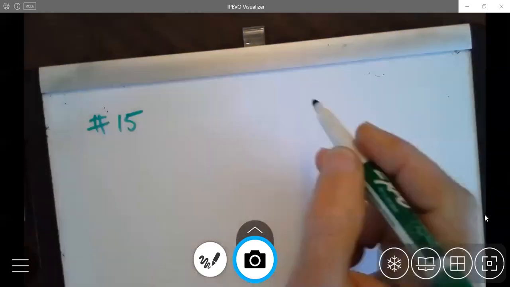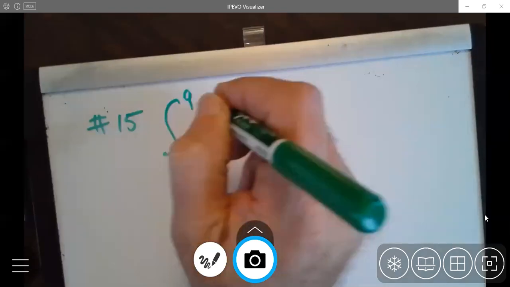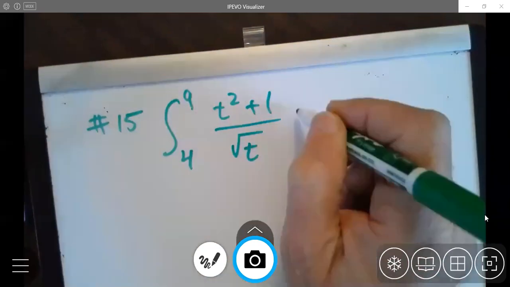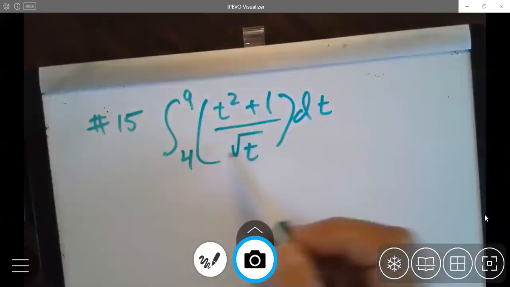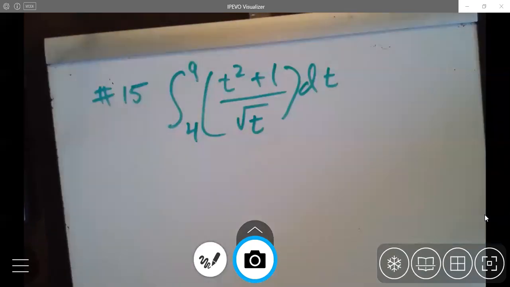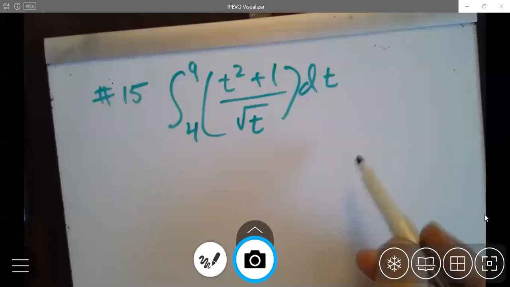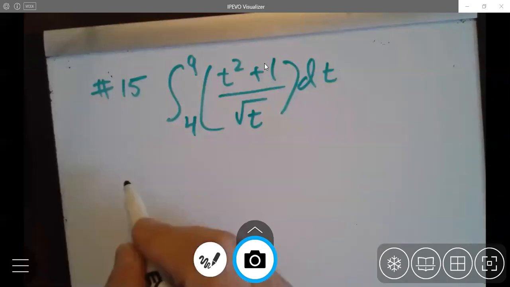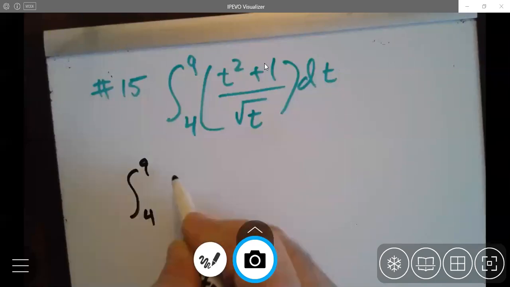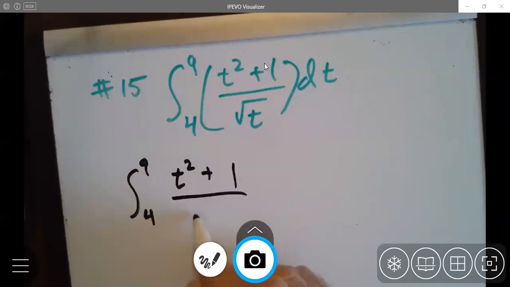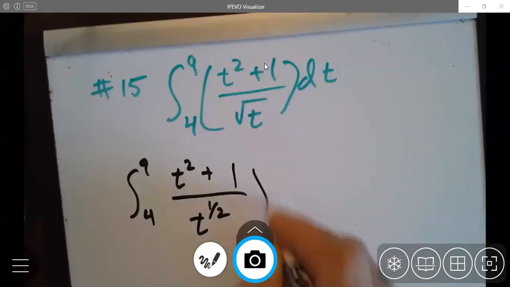We've got here the integral from 4 to 9 of t squared plus 1 over the square root of t dt. Okay, so you always want to try to simplify if you can. When you're integrating, you always want to change the radical from radical form to exponential form. So this will be t squared plus 1 over t to the 1/2 dt.